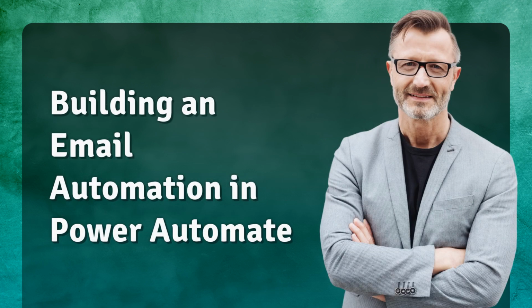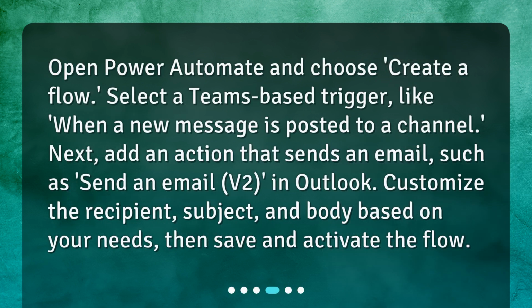Building an email automation in Power Automate. Open Power Automate and choose Create a Flow. Select a Teams-based trigger, like when a new message is posted to a channel. Next, add an action that sends an email, such as Send an email V2 in Outlook. Customize the recipient, subject, and body based on your needs. Then save and activate the flow.